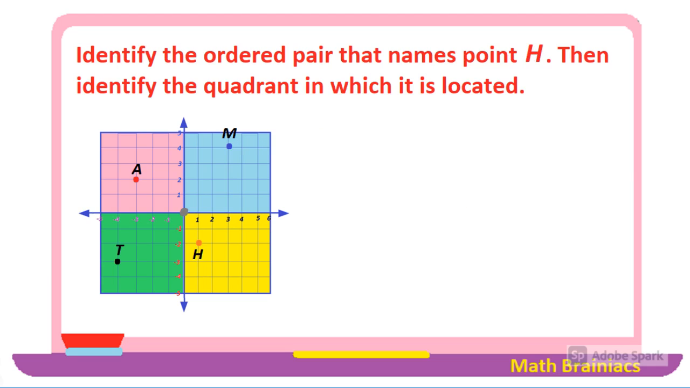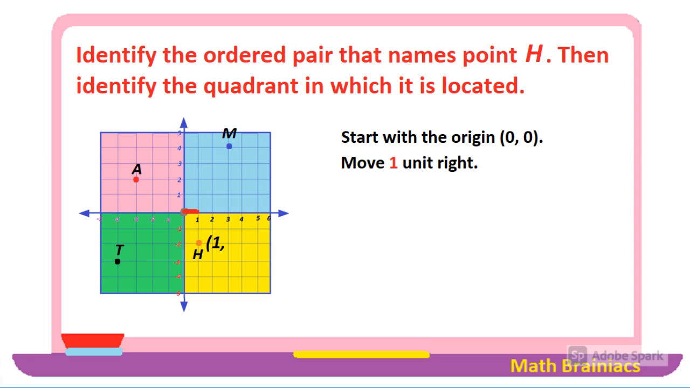Let us work on another example so that you can understand it well. Identify the ordered pair that names point H. Then identify the quadrant in which it is located. We are going to start always from the origin, that is point 0, 0, the intersection of the x and y axis.